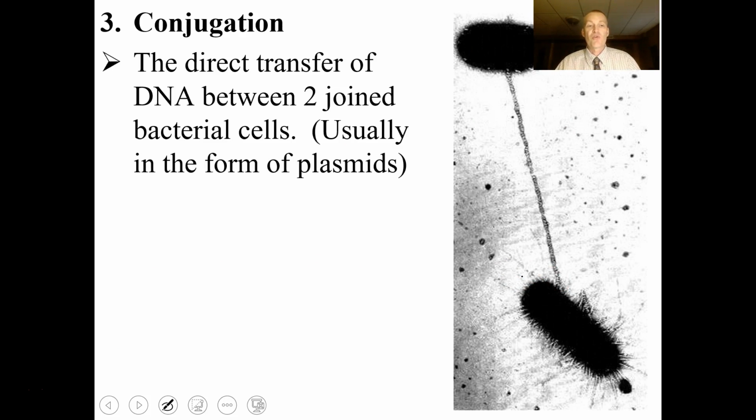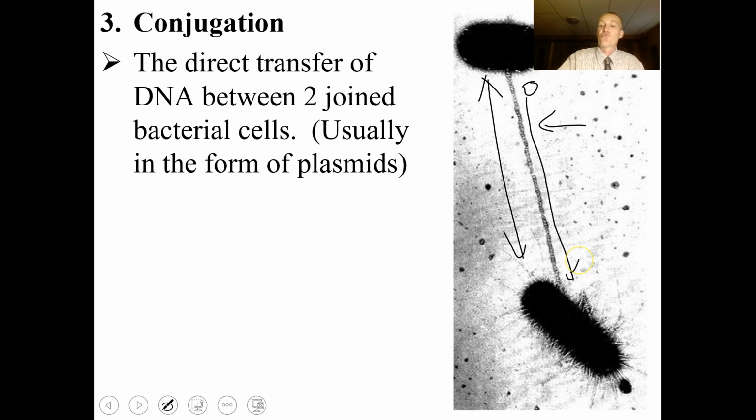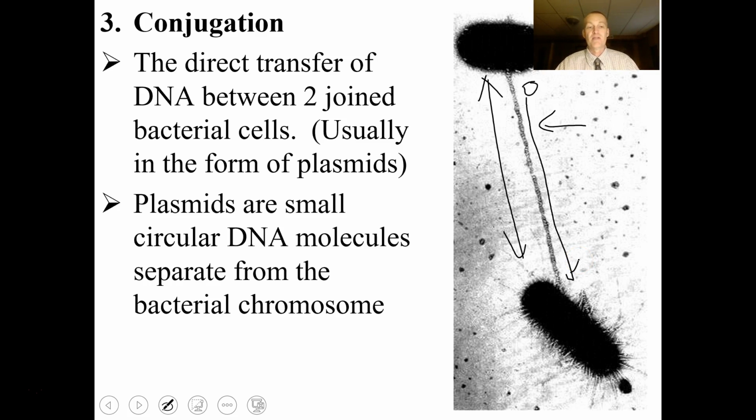Conjugation is the direct transfer of DNA between 2 joined bacterial cells. Usually this occurs through what we call a plasmid. A plasmid is an extra little piece of circular DNA, and you can see here's a sex pilus right here, and these 2 bacteria are undergoing conjugation, and a little plasmid can actually travel through this straw-like sex pilus and transfer genes to another bacterium.